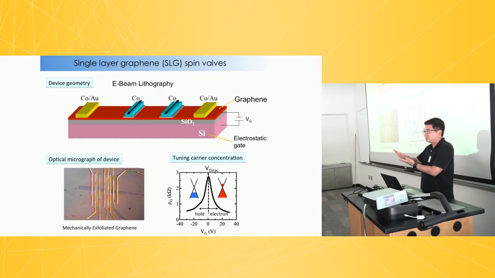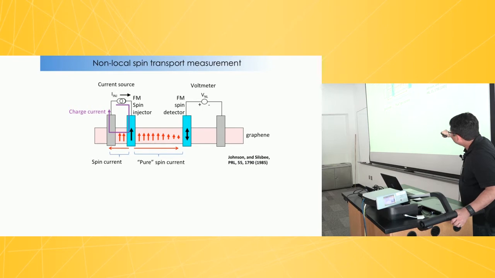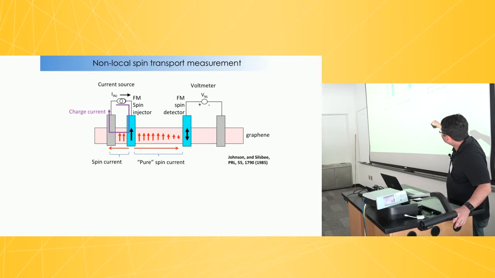This is the type of device you have with a lot of cobalt electrodes, and you need four of them for the basic measurement called the non-local measurement. Let me describe this to you. You have one cobalt electrode that's going to be the spin injector, and a second electrode, which will be the spin detector. Then you have reference electrodes. You use a current on this first pair, and that creates, by spin injection, spin polarized electrons inside the graphene. There'll be a charge current going to the left, but you'll get a pure spin current going to the right. So this is a flow of spins without a net flow of charge.